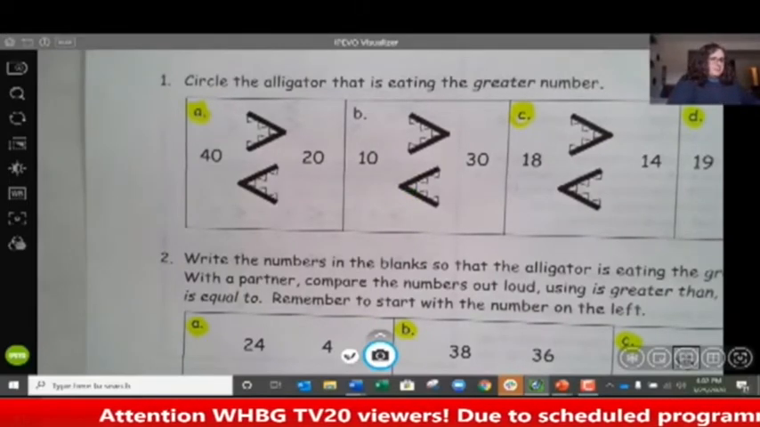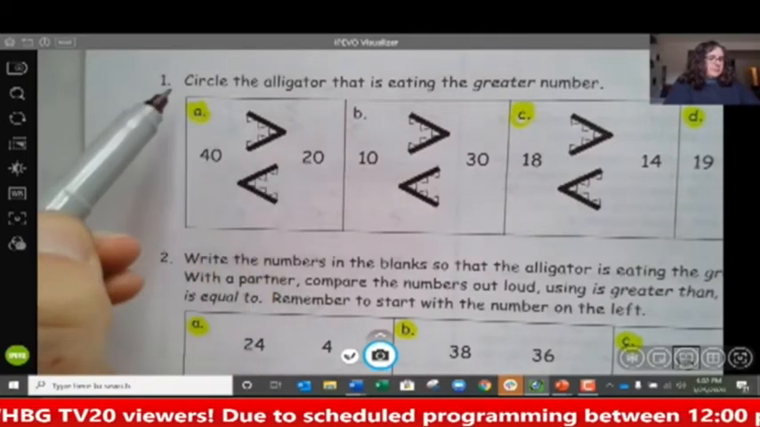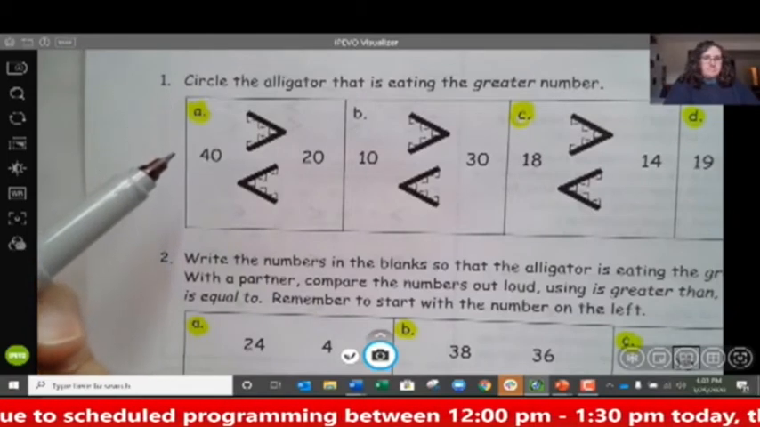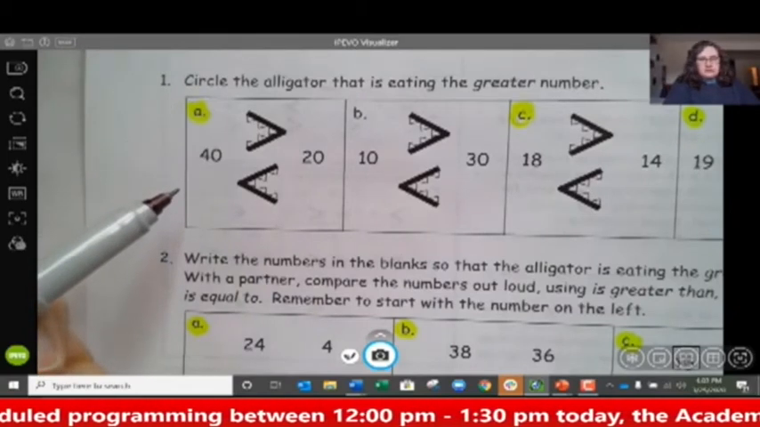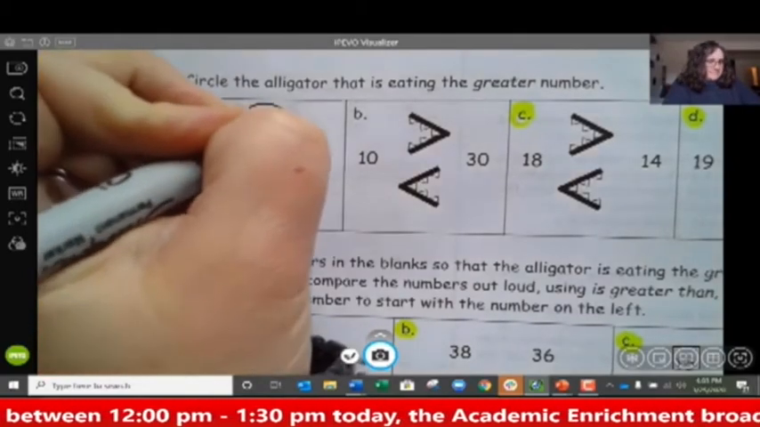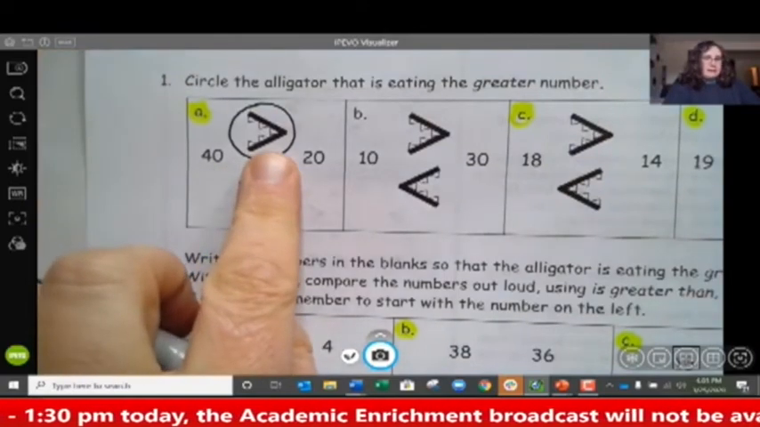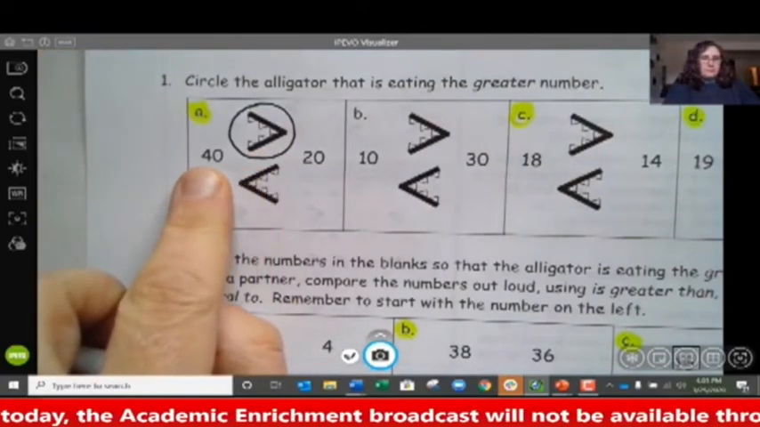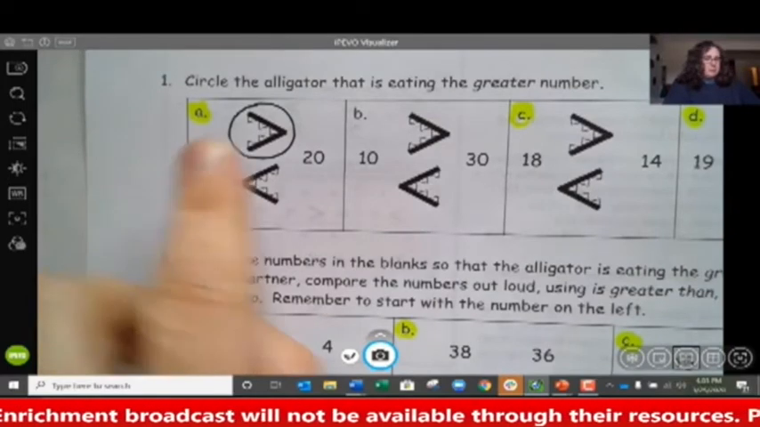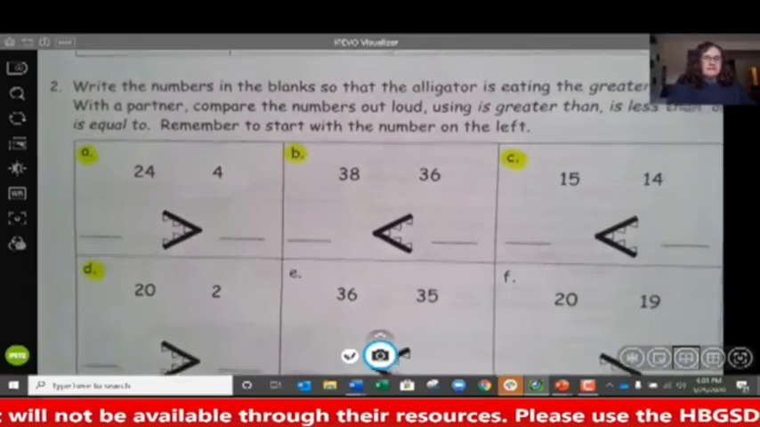The first one, 1A, we have 40 and 20, and the directions say circle the alligator that is eating the greater number. Which one would you circle? Did you say the greater than sign? The one where the alligator's mouth is pointing to the 40 because 4 tens is more than 2 tens. So you're going to finish C and D, then you're going to move on to the bottom.